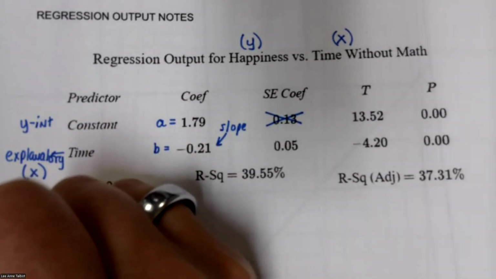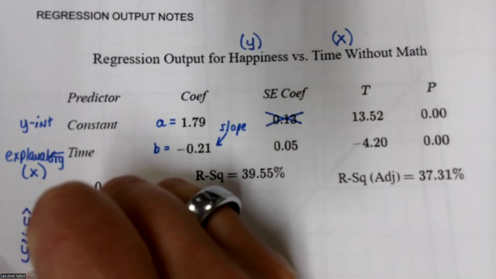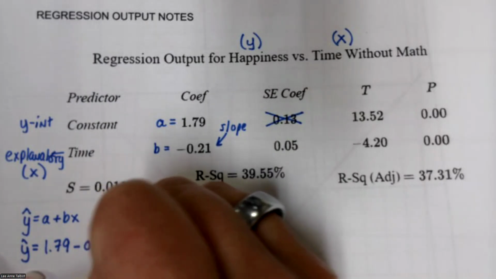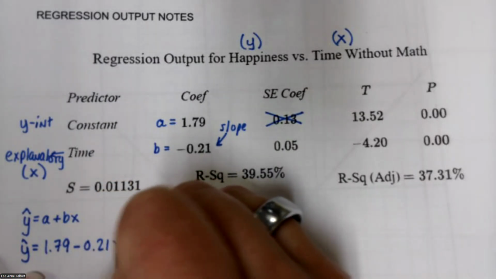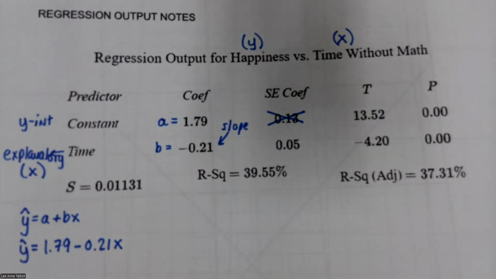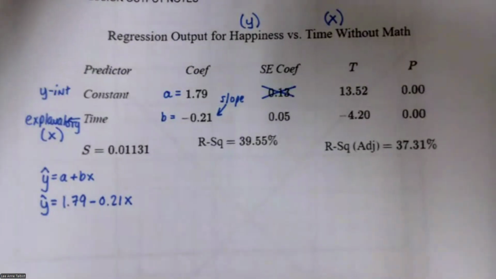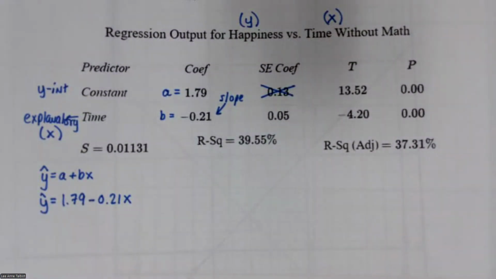Okay, so our line of best fit for this particular situation would be y hat equals 1.79 minus 0.21 X. Any questions about that so far? Good. Okay, now we're going to practice some stuff.